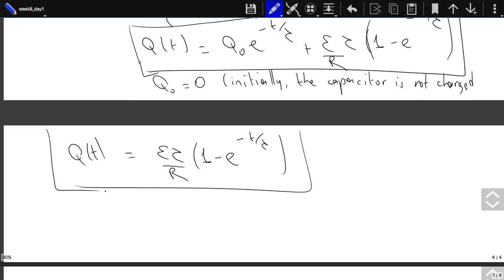Now, let's see, does this make sense? Okay, we solved the mathematics. So this is what we found for the charge at the time t. So let's see. We said that initially the capacitor is not charged, so at t equal to 0, the charge should be 0. Is this true? Okay, so if we put t equal to 0, e to the power 0 is 1, 1 minus 1 is 0. Okay, in that sense it makes sense.